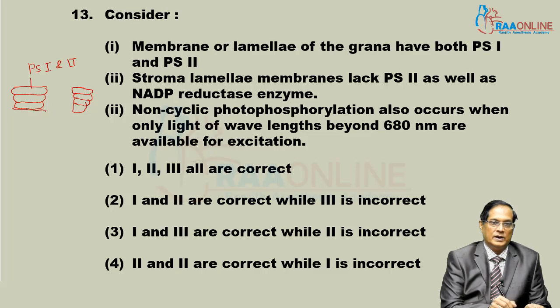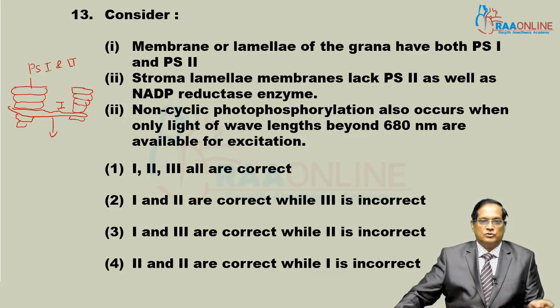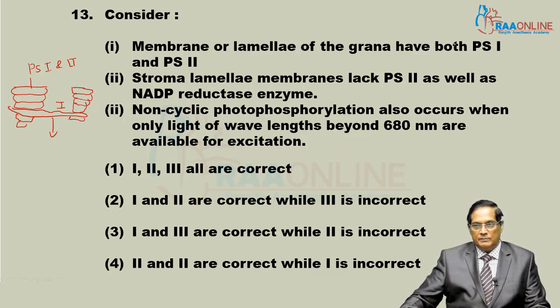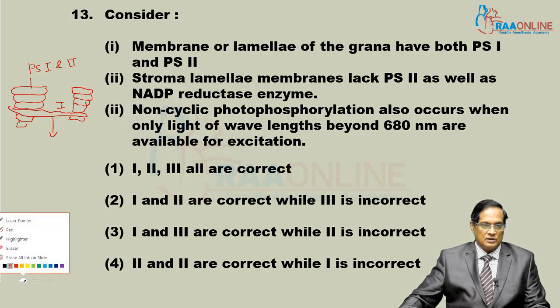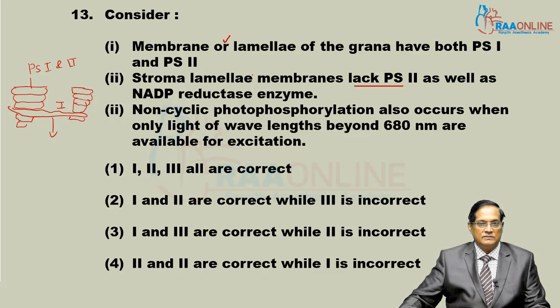You see some thylakoids are with extension and they go from one granum to another granum. These are called stromal lamellae, known as stromal lamellae or fret. They have only pigment system number 1. So check the answer. Membrane of lamellae of grana has PS1 and PS2 both. That is the right answer. First option is right. Second, stromal lamellae lack PS2. Yes, clearly you see here only 1 is present, 2 is not present, and NADP reductase enzyme is not at all concerned with pigment system number 2. So the second one is also correct.